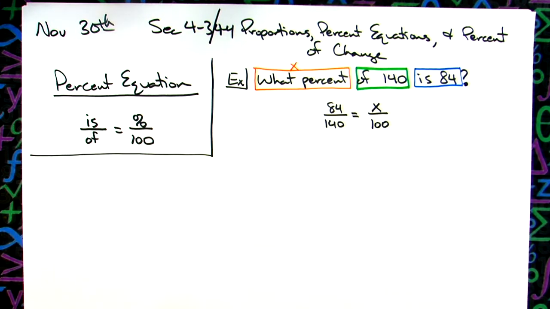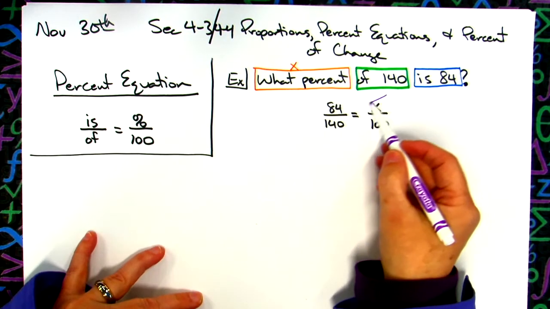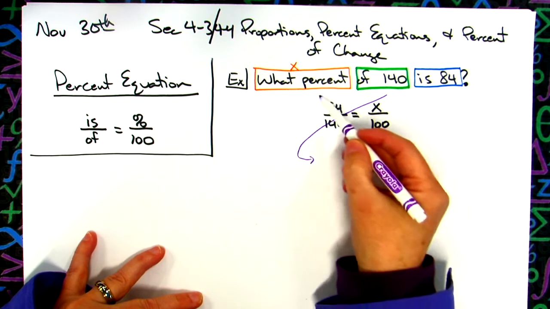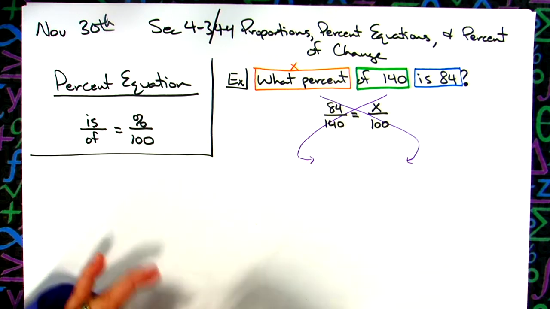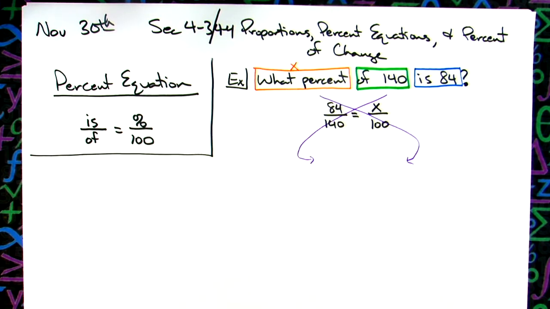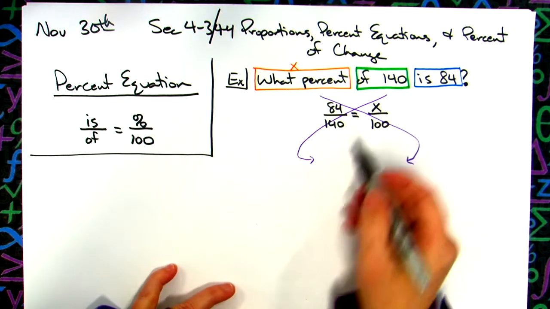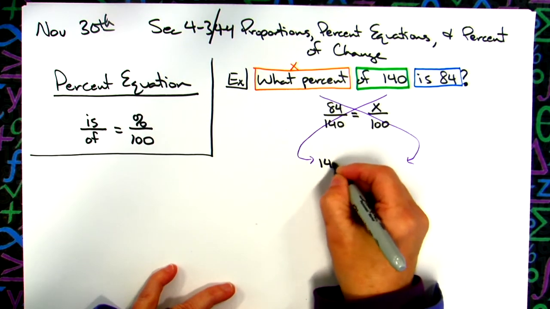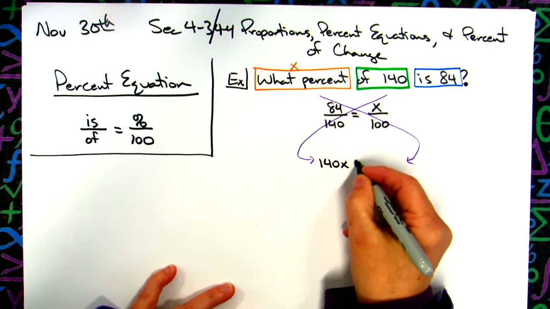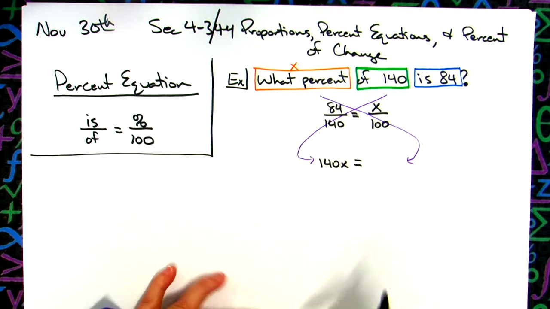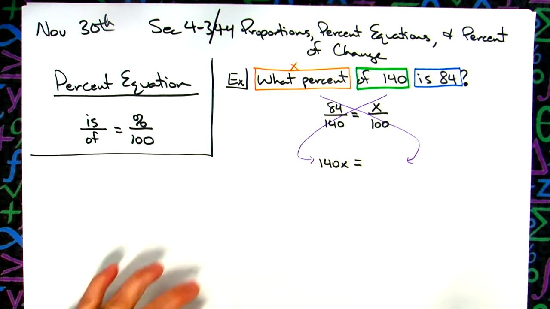Now from last week, we learned how to cross-multiply down. I did the little arrows to help you remember that you are cross-multiplying down. 140 times x is 140x. The equal sign comes straight down. 84 times 100, hopefully you can do that and not grab your calculator.